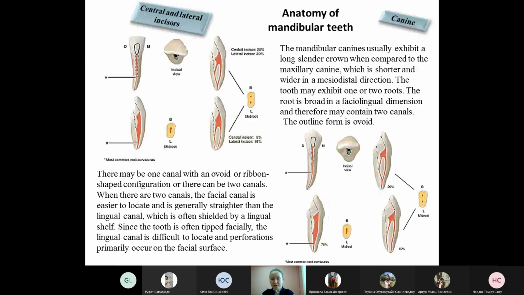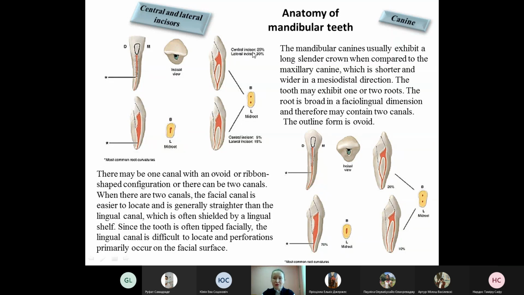Mandibular teeth. So, central and lateral incisors. Central and lateral incisors are considered to be the smallest teeth in all human dentition, and normally they have one root in 100% of cases, but there could be varieties in root canals.